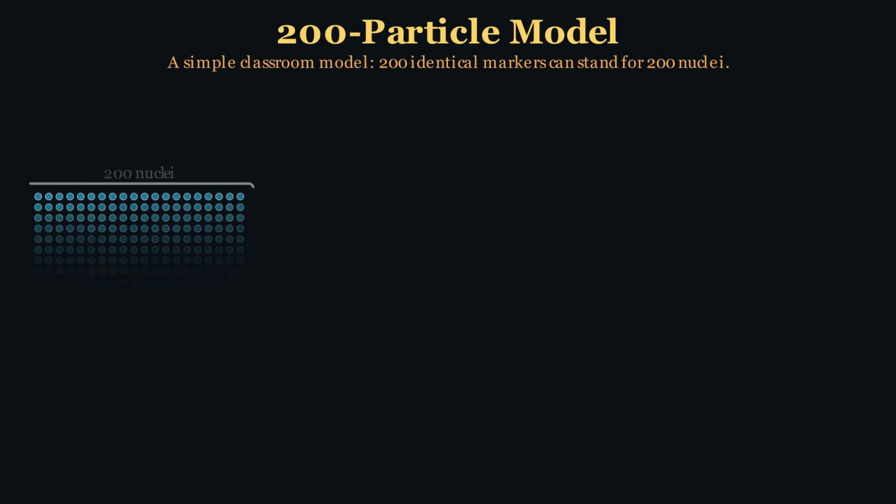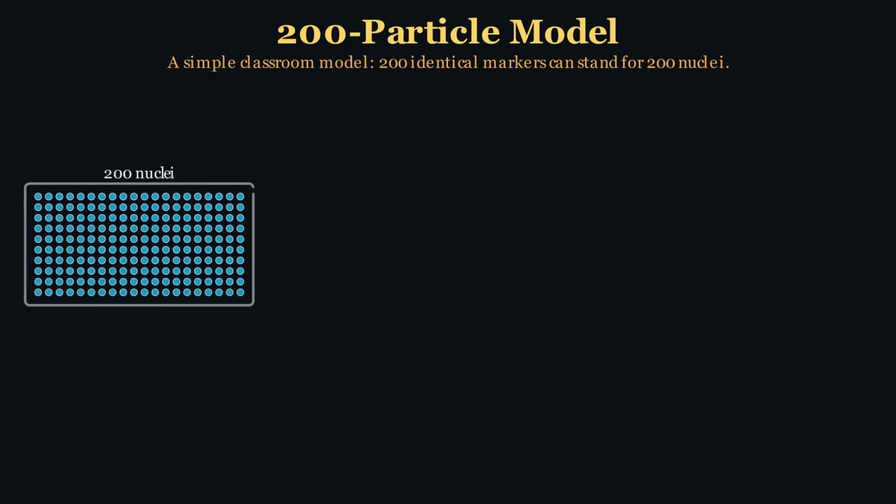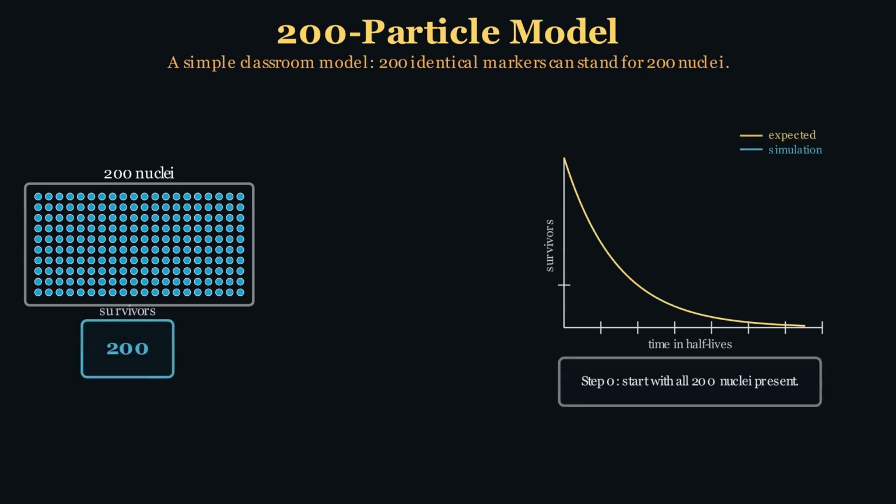If we start with an initial number of nuclei, N0, then the number remaining after time t follows the curve N(t) = N0 e^(-λt). Here, λ is the decay constant, the probability per unit time that a nucleus decays, and half-life is linked to λ by the usual relation involving the natural logarithm of 2.